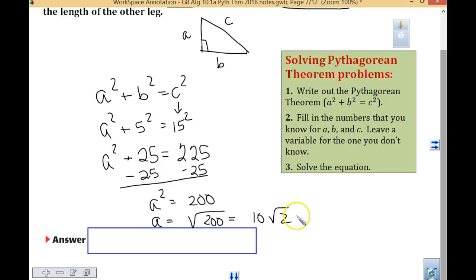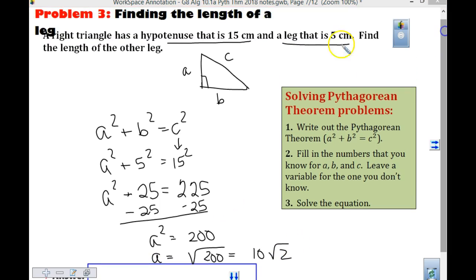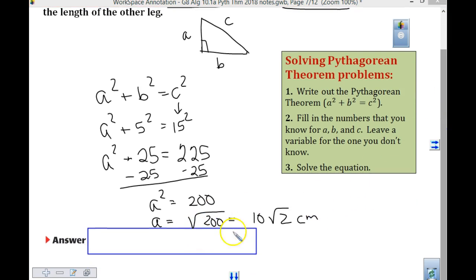Square root of 100. But more than likely, if we are talking about a length in inches, and you tell any person that the length of that is 10 square root 2 centimeters, they're going to go, what? So we are going to put square root of 200 in your calculator. So please do that now.